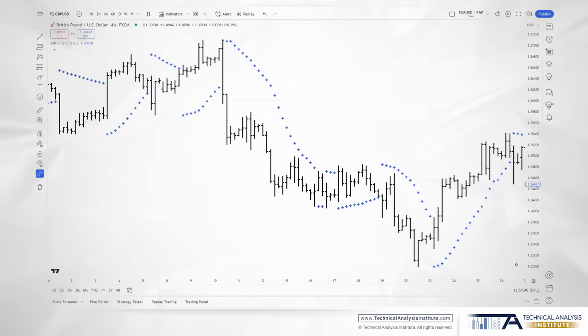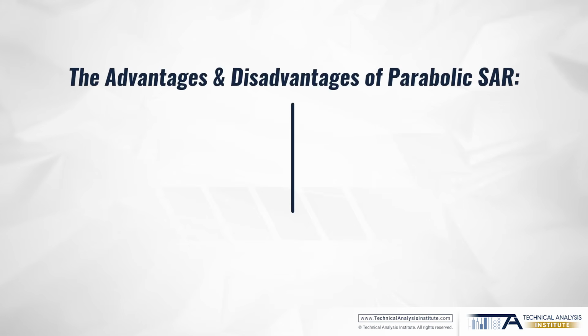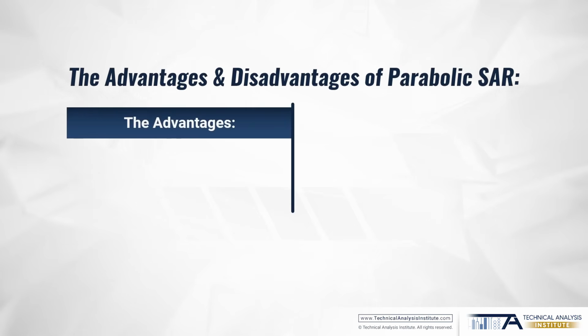For a short position, it's just the reverse. Set your stop loss at the dot level above the current price and adjust it downward as the dots descend with falling prices. Now let's get to the advantages and disadvantages of the Parabolic SAR.